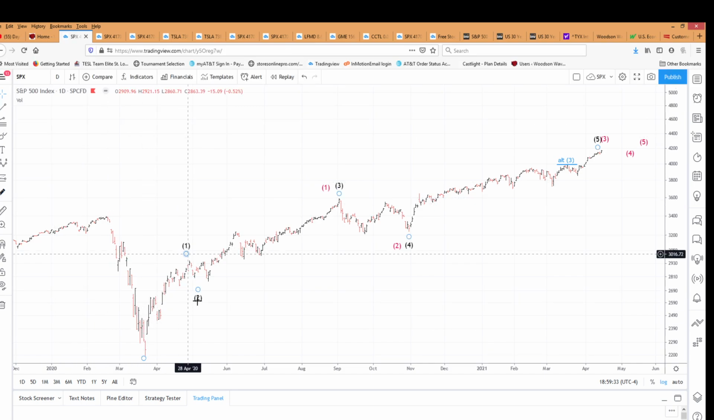We have an intermediate wave 1 up, 2 down, 3 up, 4 down, 5 up. 5 is still going. Not sure how far it's going to go. Actually, that alt 3 doesn't need to go there. You can see the alternate count in red, where this is 1, that's 2, and we're in 3. We're going to see how this plays out over the next several days or weeks for that alternate count.